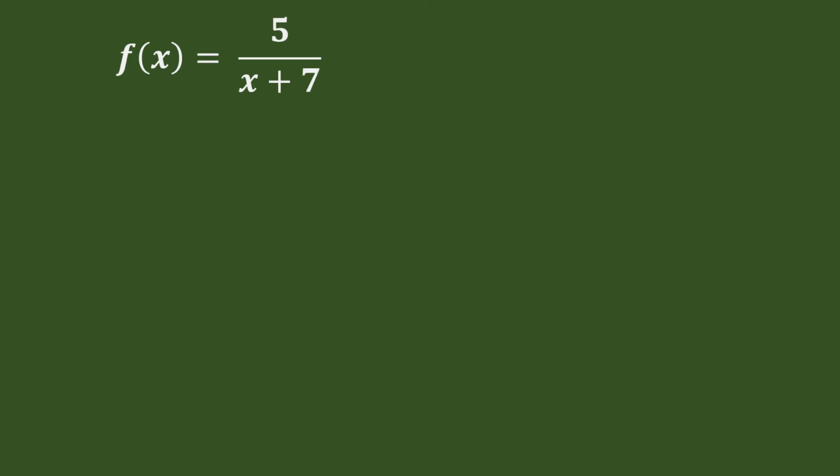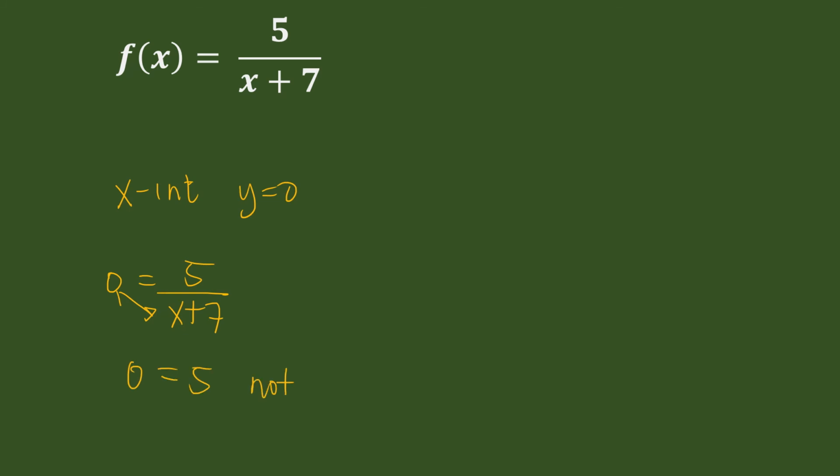Okay, our next example is f(x) = 5/(x + 7). Let us get first the x-intercept. So y equals 0. We will have 0 = 5/(x + 7). So cross multiply. So that will be 0 = 5. Take note, 0 = 5 is not true. This one is not possible. So this means that there is no x-intercept.